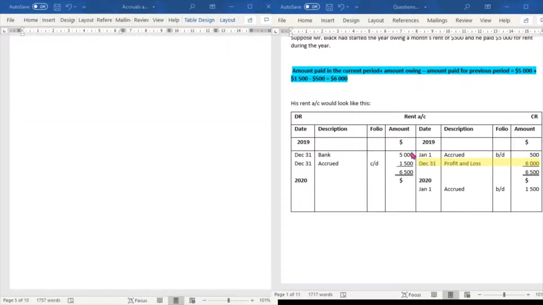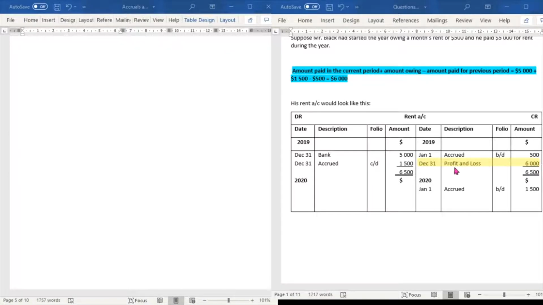You know that the amount to be charged for rent is for 12 months. That is 12 times $500, which is $6,000. That's a credit entry in your rent account to make that transfer. Okay? Because your profit and loss account will be debited. Rent is an expense, so you're going to debit the profit and loss account and credit the rent account.